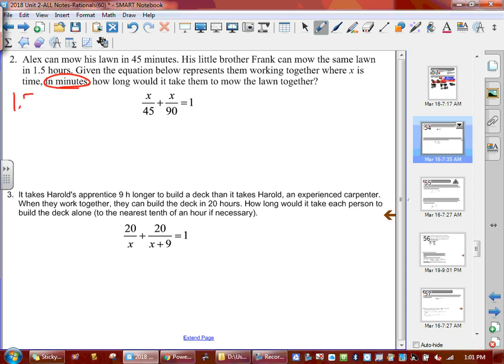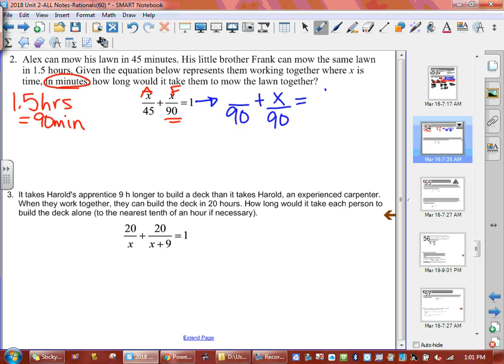So we're going to go 1.5 hours equals 90 minutes. That's where this 90 came from. Okay? So we've got Alex and we've got Frank. So what will be our common denominator between 45 and 90? 90, exactly, because 45 times 2 is 90. So, our common denominator turns into this. Something over 90 plus x over 90 equals 90 over 90.